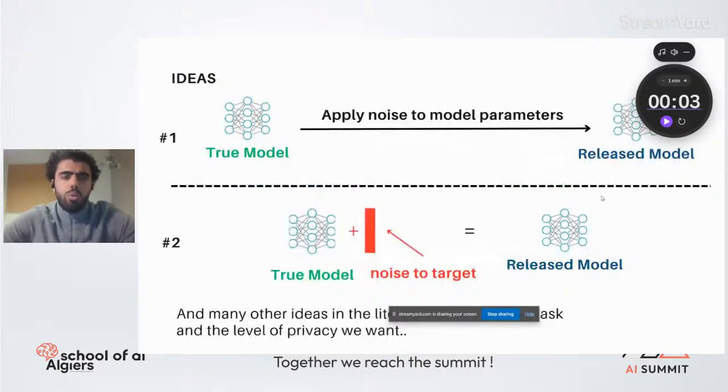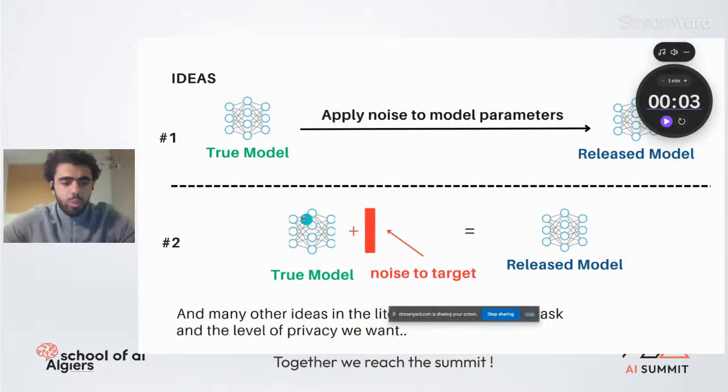So now, the most important question is how can we create the release model? How can we go from a true model to a released model? One simple idea is to take the true model, train the machine learning algorithm until it is fully trained, and then add noise to the final model's parameters to get the release model.